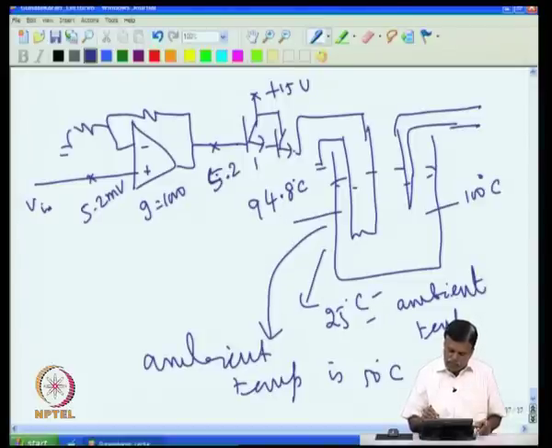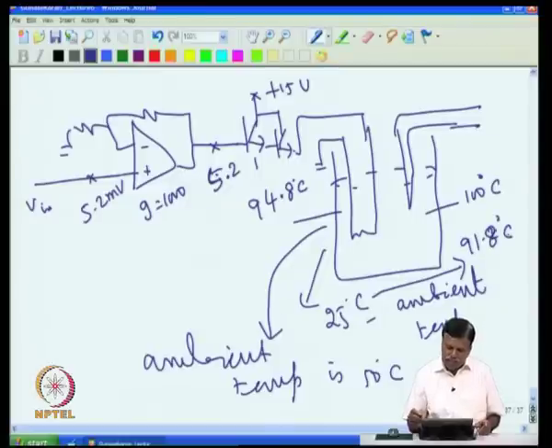When the ambient temperature was 25 degree C, the oven was at 91.8 degree C. That means we are not changing the temperature setting, we have kept it on 100 degree setting. When the room temperature is 25 degree C, this is stabilized at 91.8 degree. When the room temperature went up to 50 degree C, it stabilized at 94.8 degree C. It looks as if the oven temperature is changing with the ambient, even though we are not changing the setting.